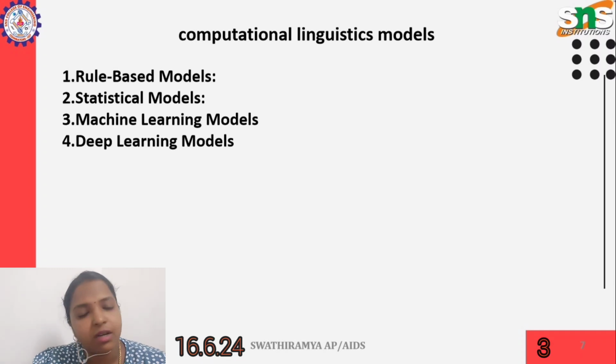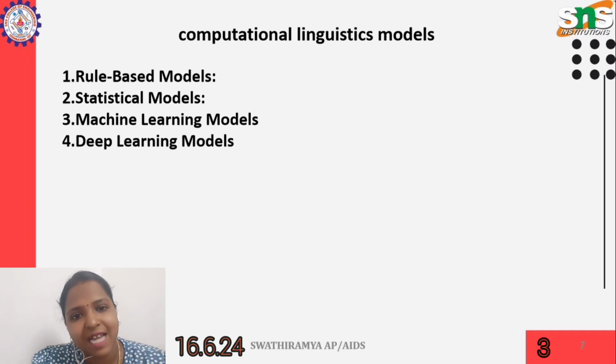Number one is the rule-based model. It involves the creation of explicit linguistic rules and structure to process the language, and these rules are often crafted by linguistic experts based on their understanding of grammar, syntax, and semantics. This first model is completely based on linguistic experts. They will give us rules and regulations, and based on these, the rule-based model will work.